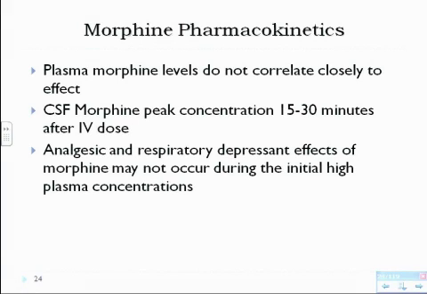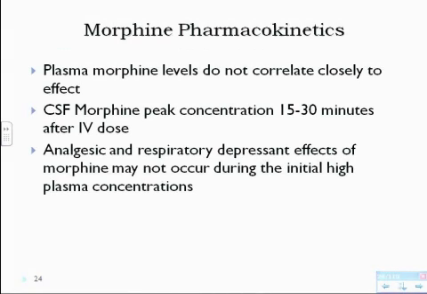So your plasma concentrations can be very high, and your CSF concentrations are not high enough to have the effect. CSF morphine concentrations peak in about 15 to 30 minutes, so that's what is important for the effect in the brain. Analgesia and respiratory depression do not occur during the initial high plasma concentrations. Because what did I just tell you? The drug doesn't get into the brain. You know there are high plasma concentrations, but only a very small percentage of it gets in.